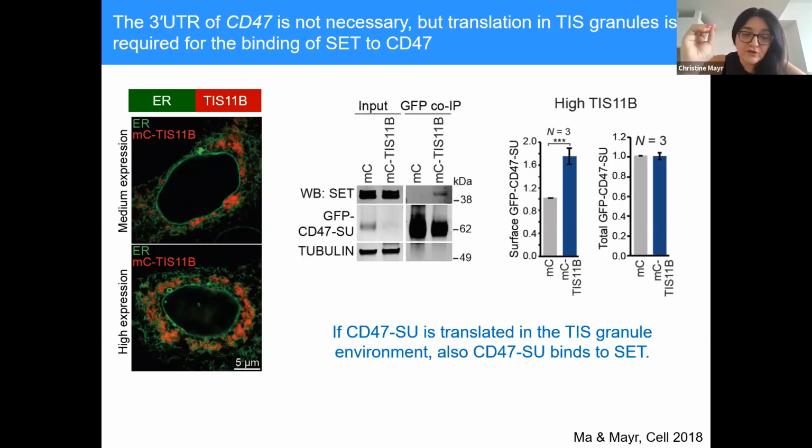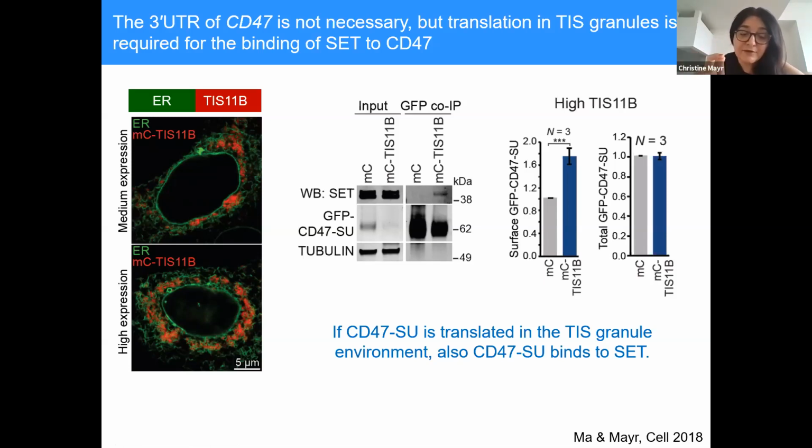So in this cell, all the perinuclear ER is the TIGER domain. Now CD47 with a short UTR still needs to be translated on the ER, and the only place where this can happen is in the TIS granule region. When we look at that, in cells that have a lot of TIS11B expression, we see that CD47 made from the short UTR can bind to SET, and it behaves equally like CD47 with a long UTR because it can travel very well to the plasma membrane. So that shows you the deciding event is not the UTR.